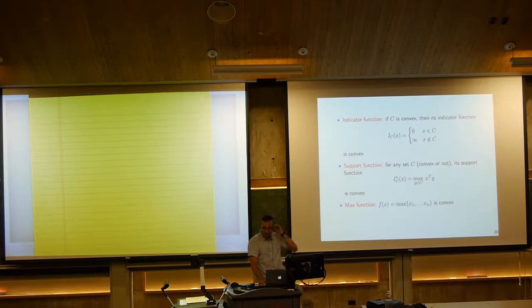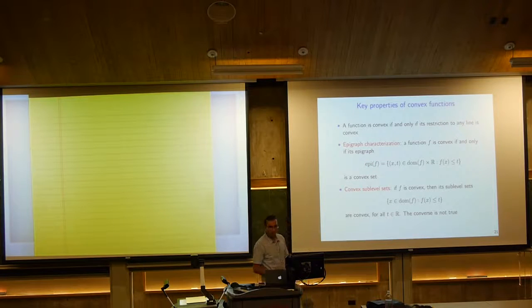These guys we all learned were convex functions. Indicator, support function. The indicator is convex provided that the set we're looking at is convex itself. And the max function is convex. All things you can check from the definition.